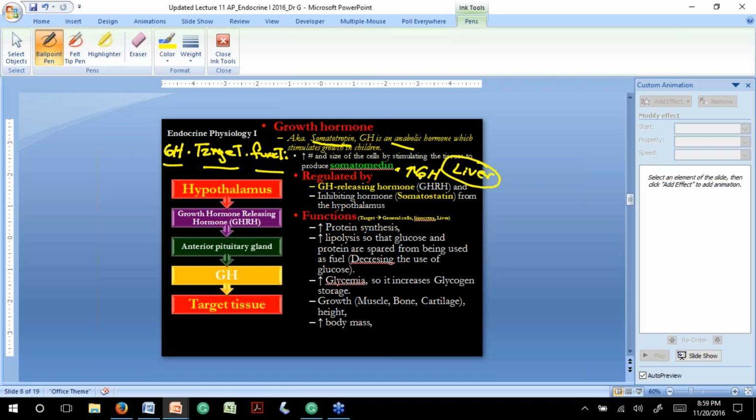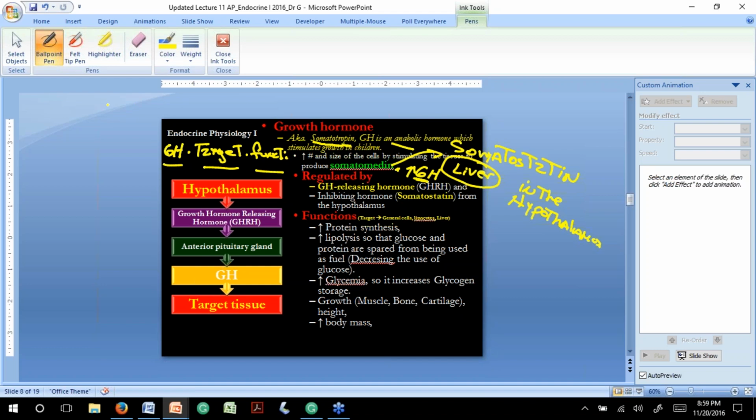Somatomedin is going to have similar actions to the growth hormone, on the size and number of cells. But at the end, what is somatomedin doing? Somatomedin is going to increase the production of somatostatin. Somatostatin, where? In the hypothalamus. And what it does is inhibit the secretion of growth hormone. Okay, so I hope that is clear about that.